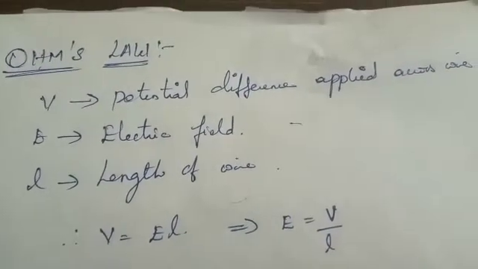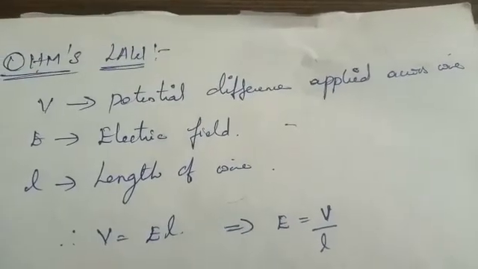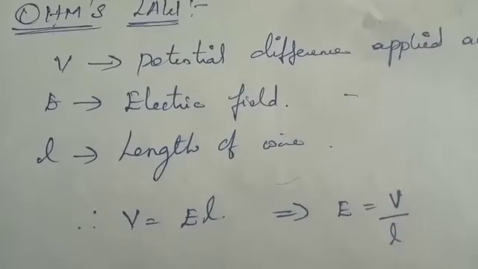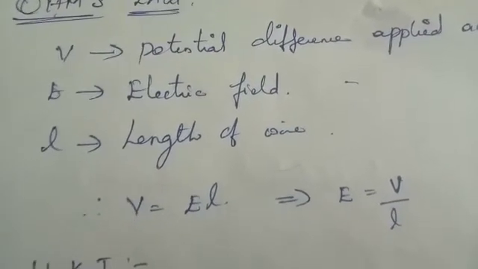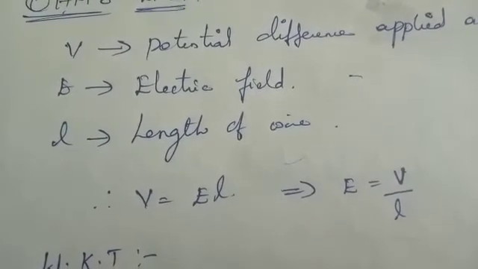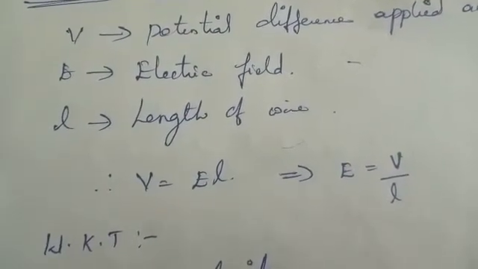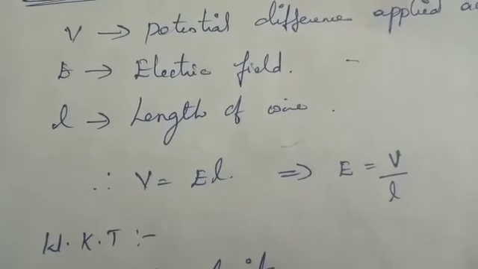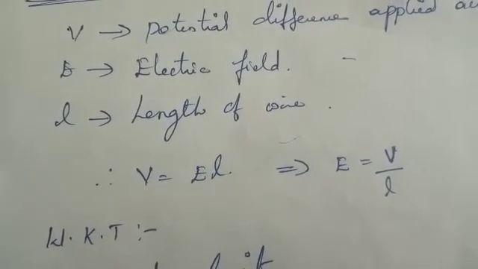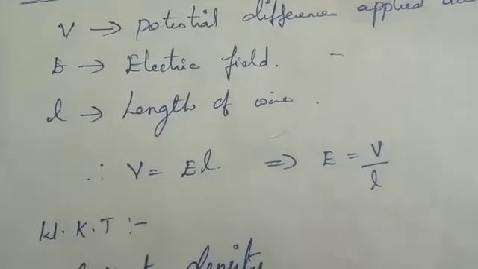Derivation of Ohm's law. V is the potential difference applied across the wire, E is the electric field, and L is the length of the wire, and these three parameters are connected by one equation, that is V is equal to EL. We already studied this in the first lesson, unit 1. V is the potential difference, E is the electric field, and L is the distance. So V is equal to EL. Therefore it can be rearranged, E is equal to V by L.